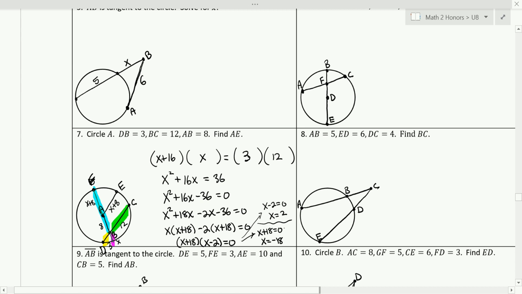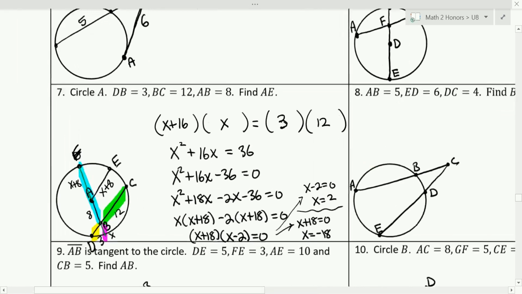You get two answers: X equals 2 and X equals negative 18. So what's our final answer? 10. Because remember what the question is: what's AE? And we said AE is X plus 8. 2 is the value we want to keep because negative 18 would make our radius negative. So you put 2 plus 8 and you get 10. 10 is my answer.